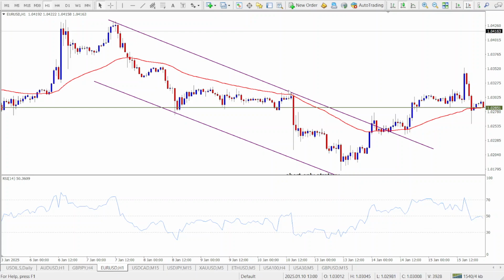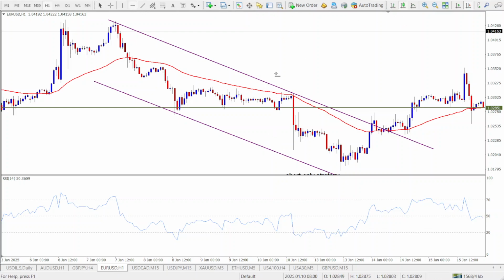So set a stop loss just above the most recent swing high, which is going to be around here. That's to protect yourself from unexpected reversals. Then for your take profit level, you can look for the next significant support.